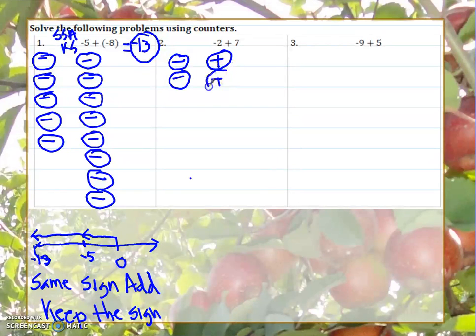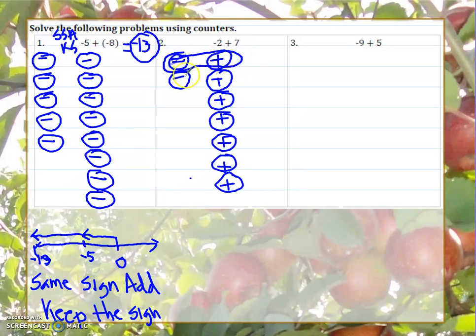1, 2, 3, 4, 5, 6, 7. This cancels out to be a zero pair. I'm left with 1, 2, 3, 4, 5. So the answer is positive 5.